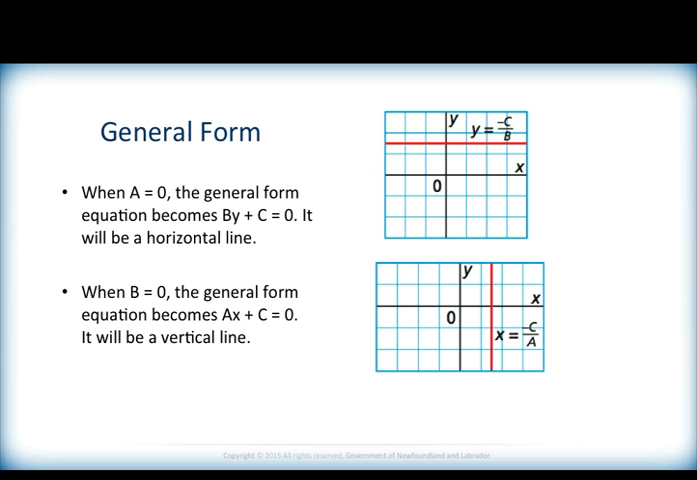If b equals 0, where the y variable is eliminated and we still have ax plus c equals 0, when we solve for variable x, we will have x equals negative c divided by a. By substituting values in for negative c and a and graphing the line, we will quickly see that this is a vertical line. So once the variable x is eliminated, we get a horizontal line. Once the variable y is eliminated, we get a vertical line.